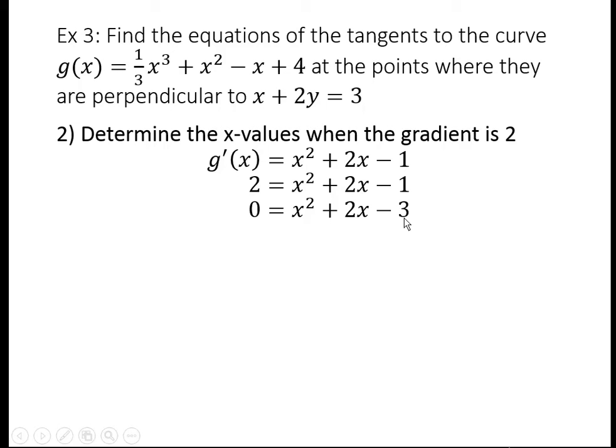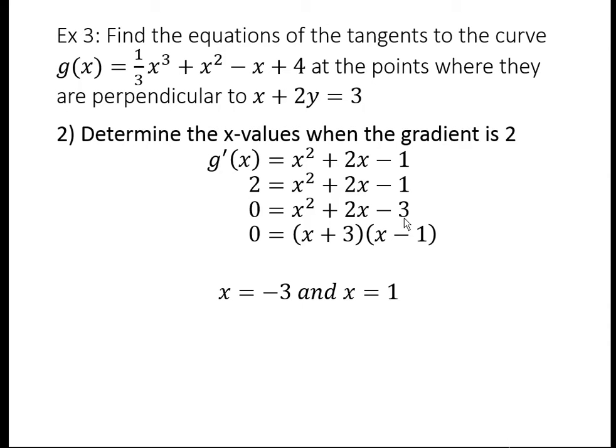Thinking back about solving, let's factorize it. So two numbers that add to 2 and multiply to negative 3. Well, that's plus 3 and minus 1. Meaning that the x values are negative 3 and positive 1. So I know my gradient is 2 for both of my tangents, and that the tangents I'm looking for are at x equals negative 3 and x equals 1.